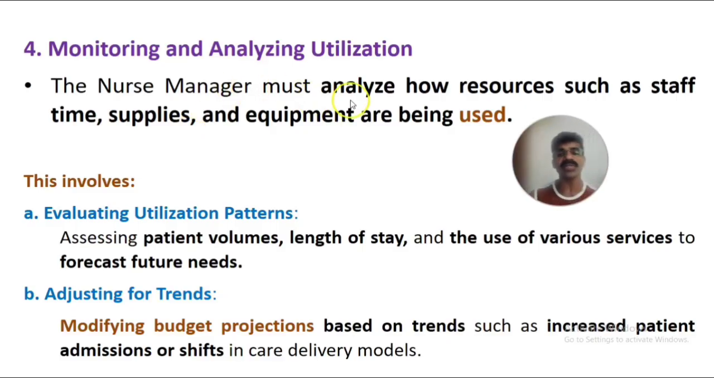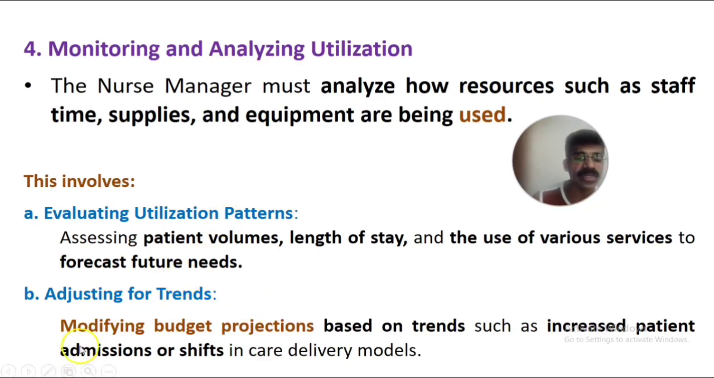So the nurse manager must analyze and assess how resources such as staff time, that is regarding overtime duties and different shifts, and the supplies and equipment in the ward are being used by the nurses or the nursing team. That has to be analyzed and controlled. So this involves, one, evaluating the utilization patterns of the staff of the ward. Second one is adjusting for the trend. According to the trend, it has to be adjusted.